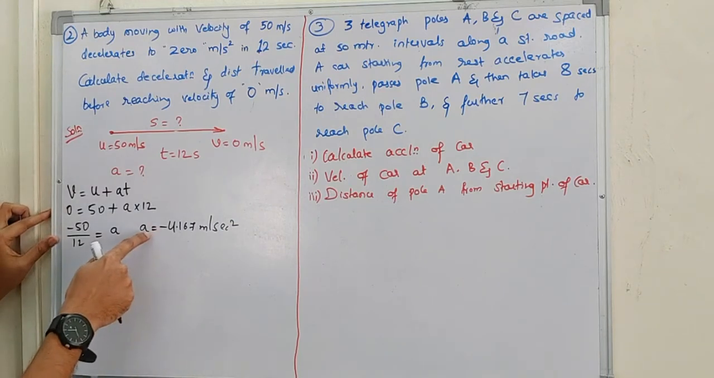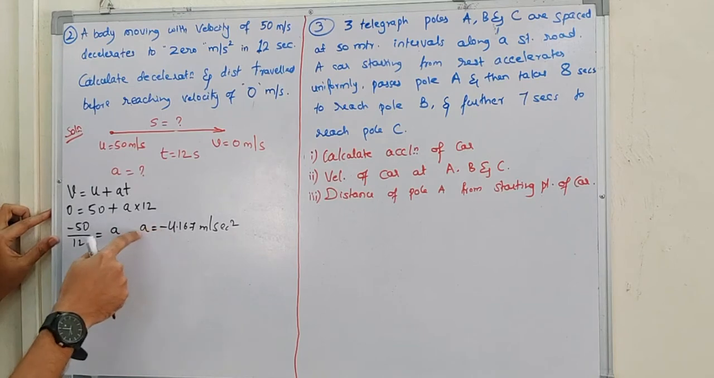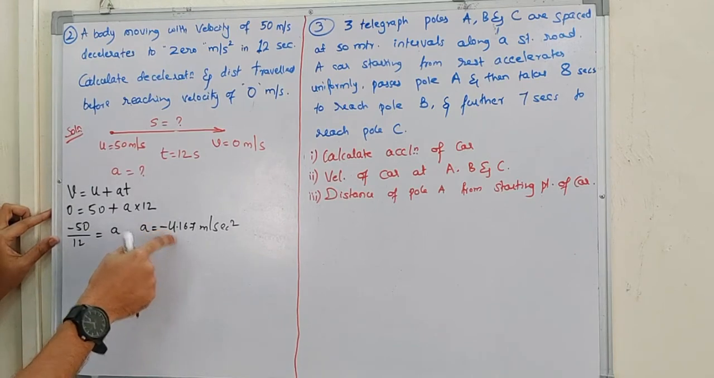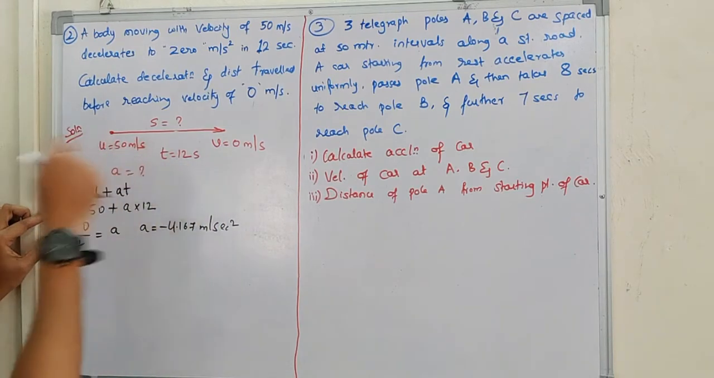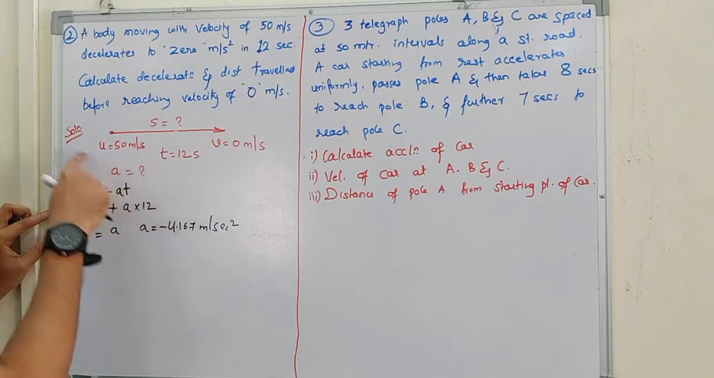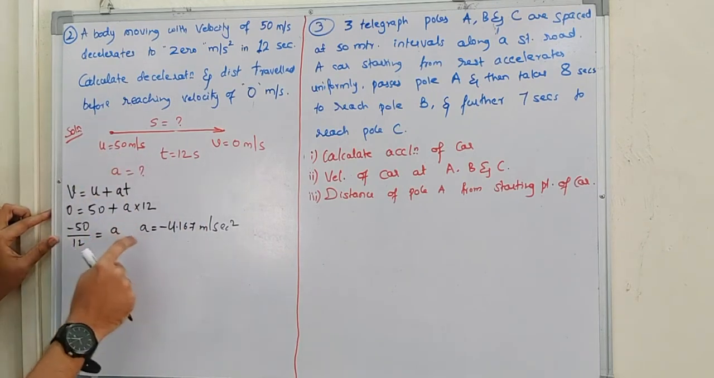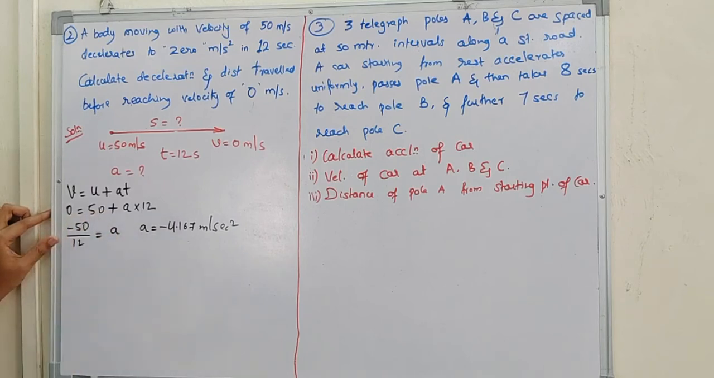Now if you look here, we will be getting a minus here. Your acceleration, that has to be the deceleration, which you are getting as minus. Why? There will be a decrease in the velocity. The rate of change of velocity is decreasing. That is why you will be getting deceleration, that is negative acceleration, which is minus 4.167 meter per second square.